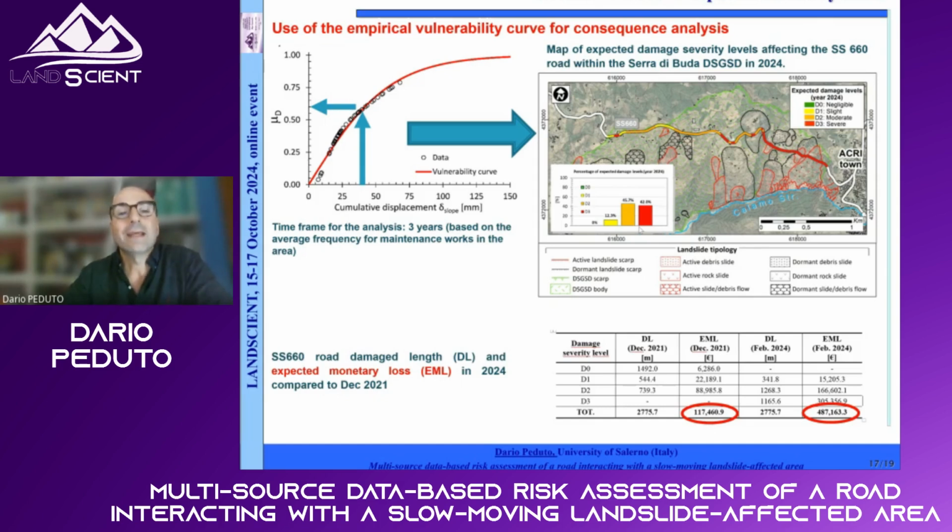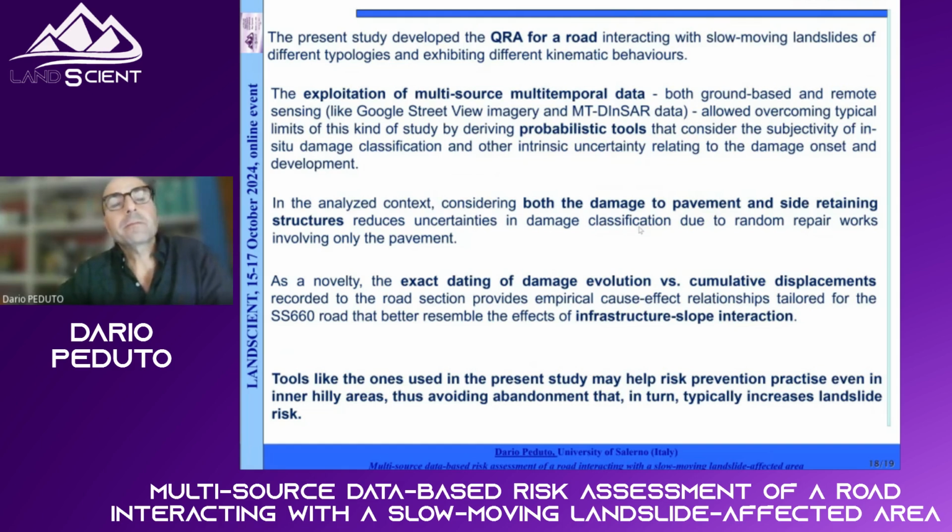So this was a way to use SAR data within probabilistic tools, that are the fragility and vulnerability curves, in order to reach risk estimation, also quantitative risk estimation, over 3 years of forecast. Going to the conclusion, we can say that in our study we developed a quantitative risk assessment for roads interacting with slow-moving landslides. The novelty was the combination of SAR data, remote sensing data, but also Google Street View imagery, in order to get on one side the cumulative displacement, and on the other side information on the evolution of damage, which represents the interaction of the road with the landslide body.